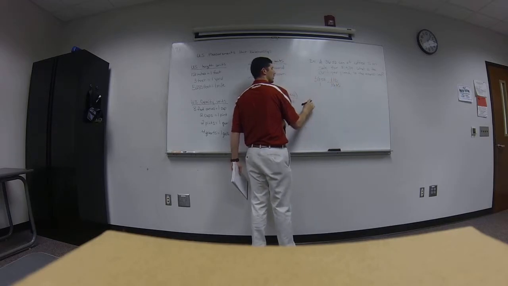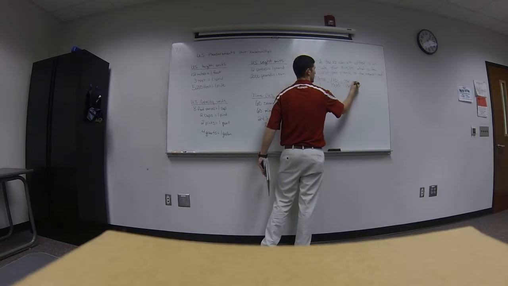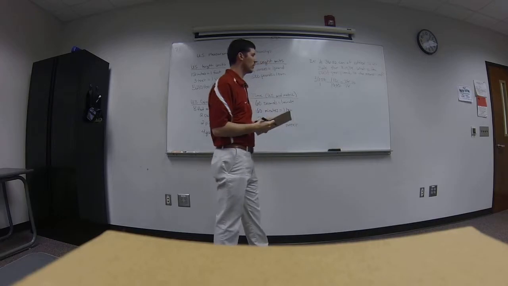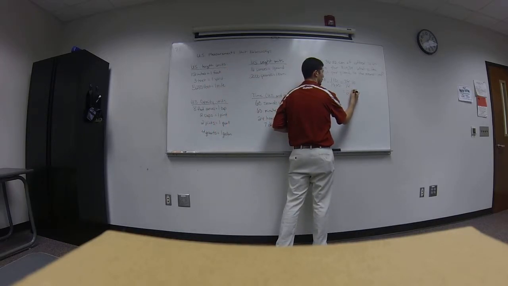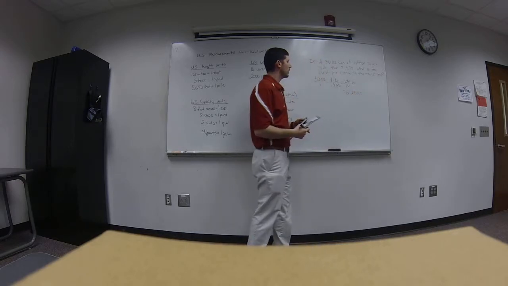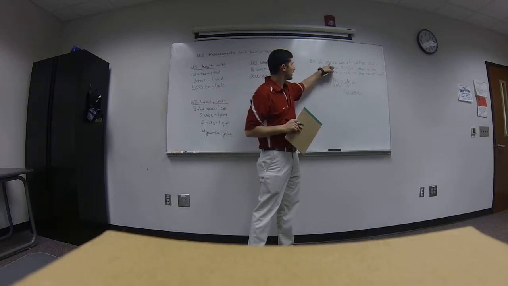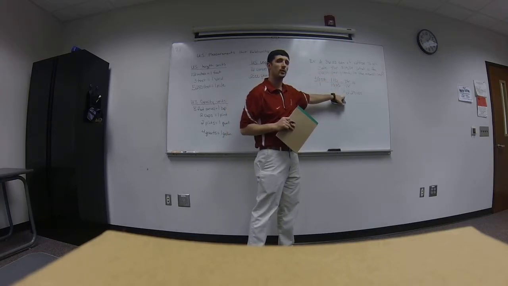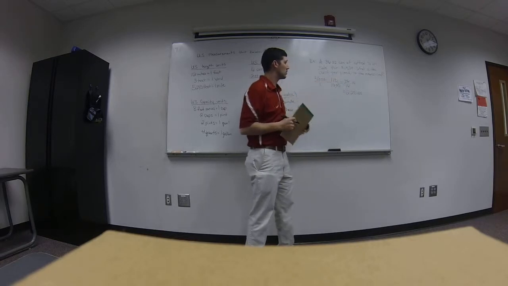My ounces cancel, and I get 36 over 16 pounds. Okay, you can use your calculator if you want to divide this out. When you do, they're going to give you 2.25 pounds. All right, but that's not what we're looking for, okay? That just tells me that 36 ounces of coffee is the same as 2.25 pounds of coffee. Now we need to determine what's the cost per pound.